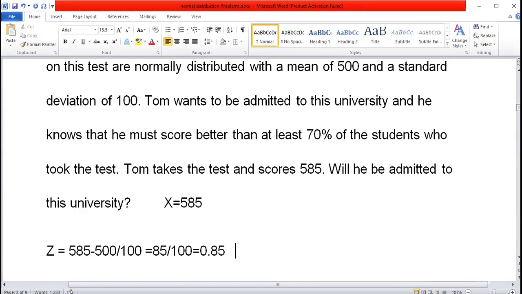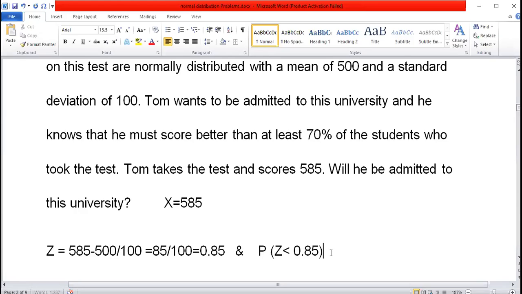What do you want now? You want the area, the probability that he will get admitted. Probability that, let's say, z is less than this score. Let's say you want to find it, and we will explain why you want to find that. Can you find this score?